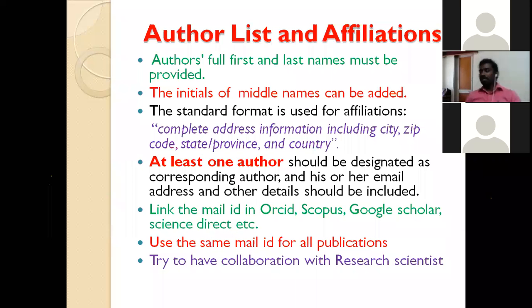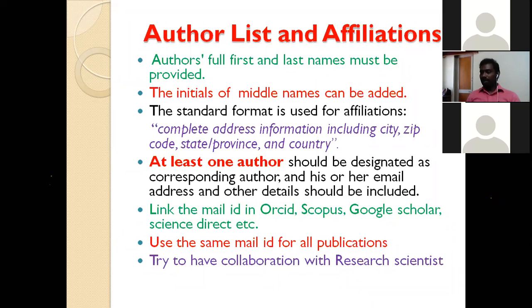Next, author list and affiliations. The author's full first and last name must be provided. The initial of the middle name can be added. The standard format is used for affiliations, with the complete address information, including city, zip code, state, province, and country. At least one author should be designated as the corresponding author, or two or more authors can be added as corresponding authors. And his or her email address and other details should be included on the front page of the manuscript.